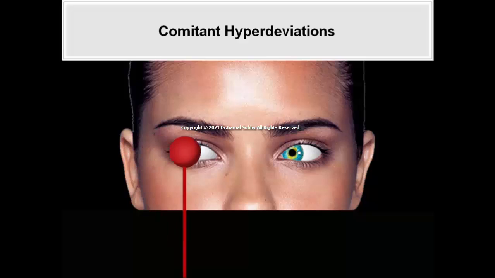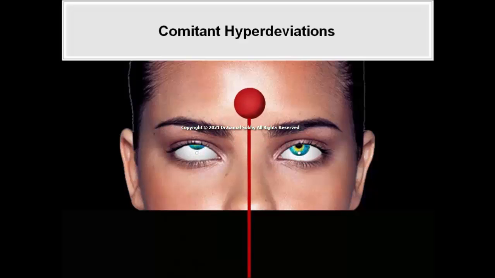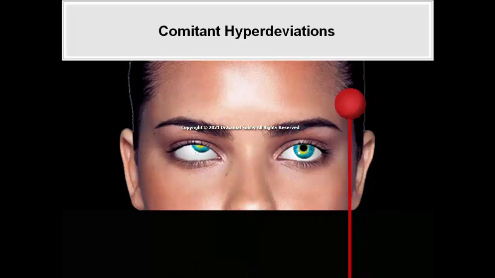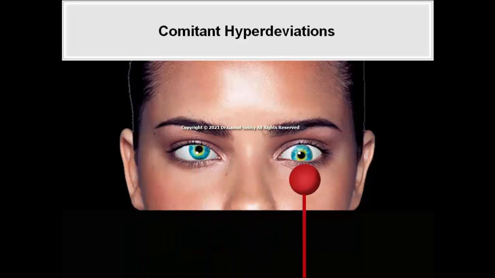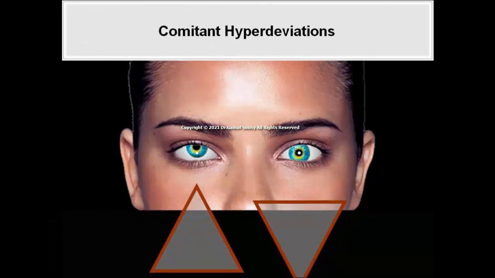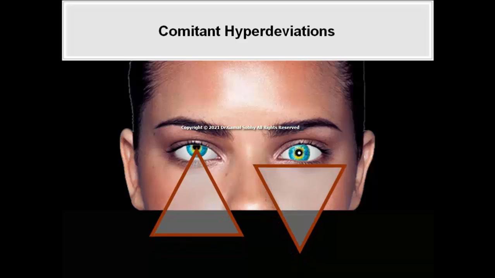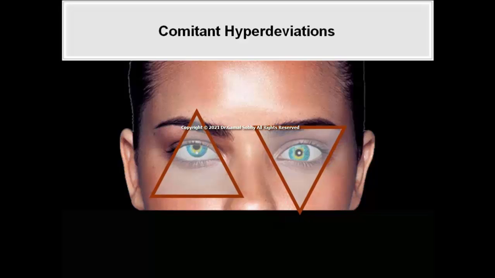Truly comitant hyperdeviations occur infrequently. To find a patient with a significant vertical deviation of the same magnitude in all positions of gaze, with either eye fixating and with the head tilted to either shoulder, is indeed unusual. Prisms are ideally suited for relief of the comitant hyperdeviations. They should be distributed evenly before the two eyes, base down before the hypertropic eye, and base up before the hypotropic eye. The prescription should be based on the minimal prismatic power that provides comfortable single binocular vision.